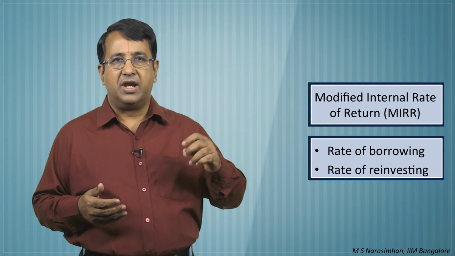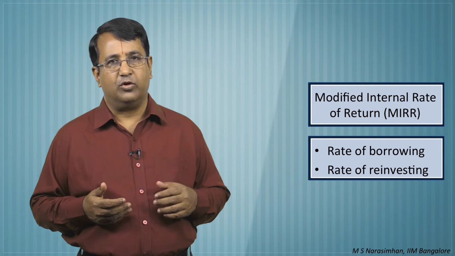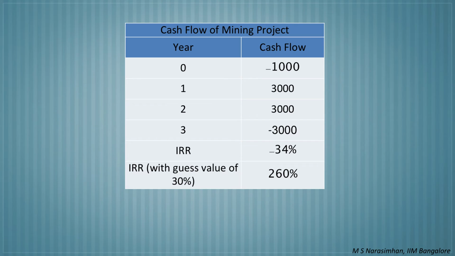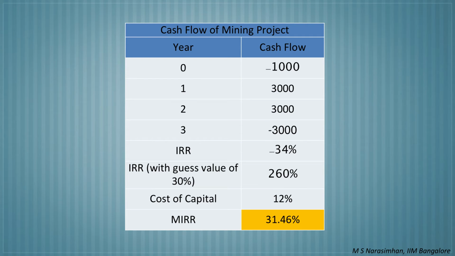In addition to cash flow details, we need to give the rate of borrowing and the rate at which we will be reinvesting the cash flows. We can assume both values are equal to the cost of capital. If we compute modified IRR for the above mining project on the assumption that our cost of capital is 12%, it shows 31.46%. We are skipping the mathematics behind this computation.